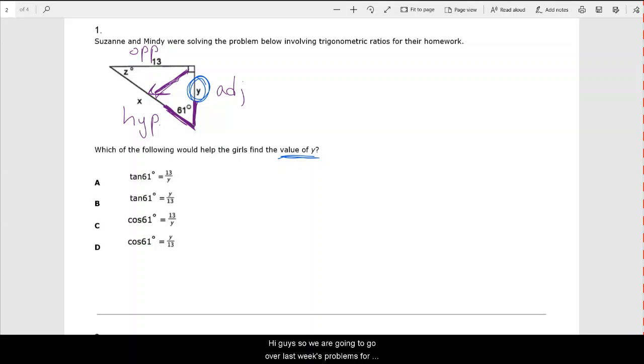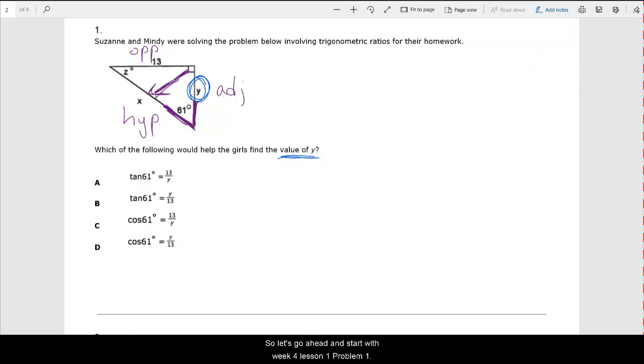Hi guys. So we're going to go over last week's problems for the assignments, and you can go ahead and do corrections if you need to. We are going to start with our week 4 lesson 1, and that was our standard trigonometry, what we do when we're missing a side. And then we'll move on to our week 4 lesson 2, which was inverse trigonometry, which is what you use when you're missing an angle.